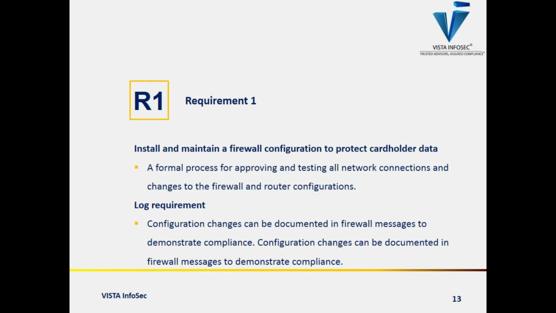Let me take you to the first one, that is requirement 1, 1.1.1, install and maintain a firewall configuration. Now again, it speaks about a formal process for approving and testing all network changes to firewall and router configuration. This is PCI, all right? What you see over here is PCI. It's not like I have written this. So under this, the log requirement is that configuration changes have to be documented as a part of firewall messages. So what change was done by whom, when, all those things. A paper trail is there as a part of the change request, but it is also required as a part of your firewall logs.